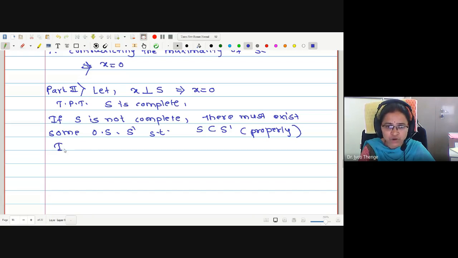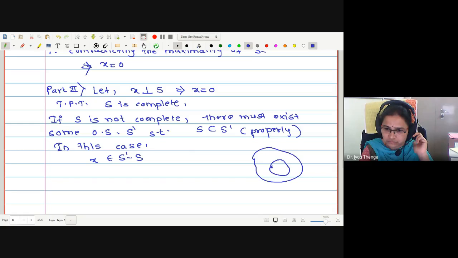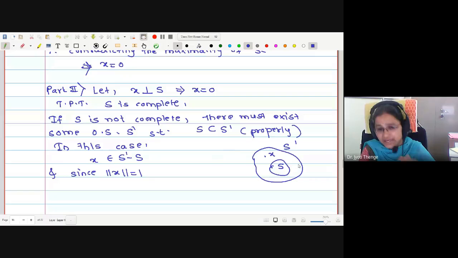Now in this case, what can one find? As this relation is proper, one can find an element X which is in S dash but not in S. This is the situation. This is S, this is S dash. As this is the proper inclusion, we can find at least one element in S dash. S dash we have assumed an orthonormal set. And what is the assumption? X is orthogonal to S.